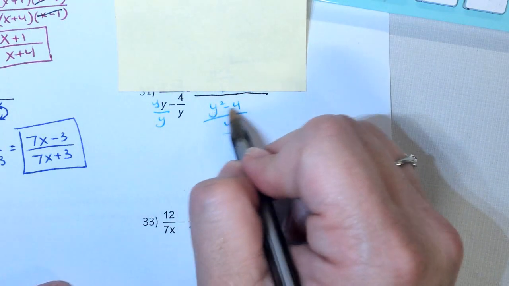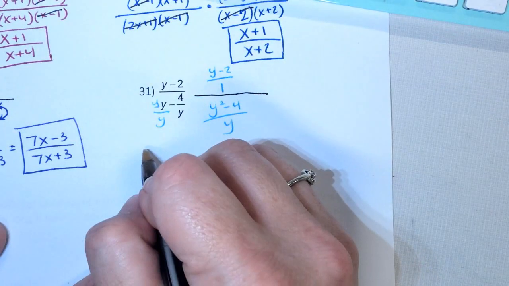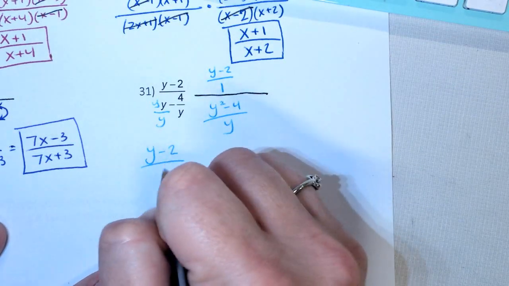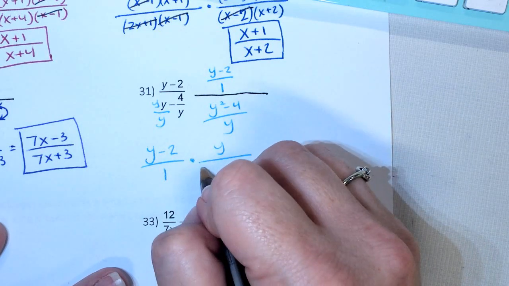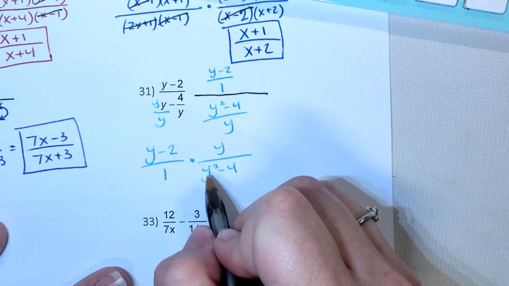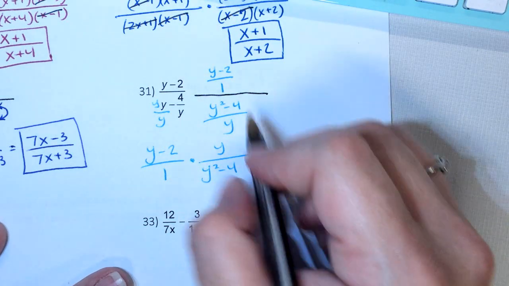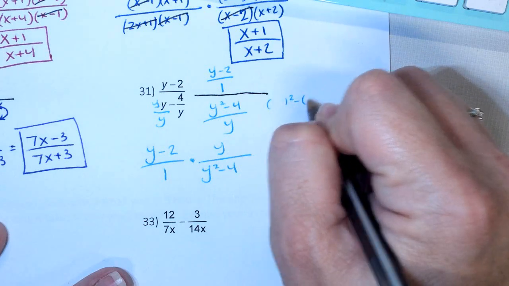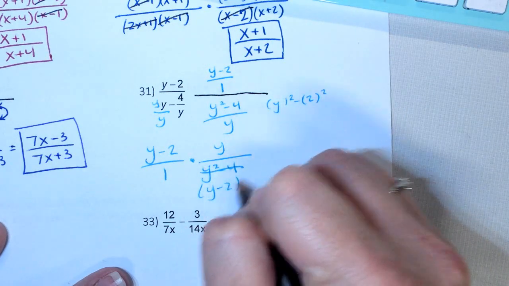Well, I want y'all to realize that's a perfect square minus a perfect square. So we're going to have to factor that. So I'm left with y minus 2 over 1 times, and we're going to flip this. So y over y squared minus 4. Well, again, that's a perfect square minus a perfect square. So what squared gives me 4? It's going to be y and 2. So this becomes y minus 2, y plus 2.